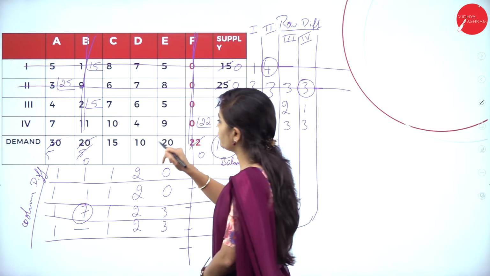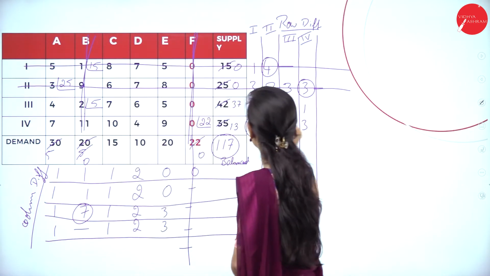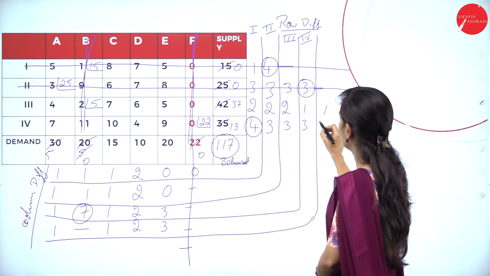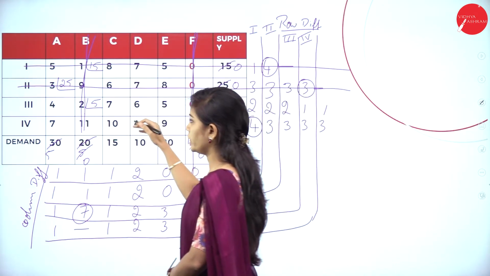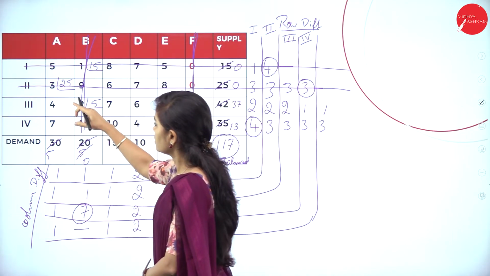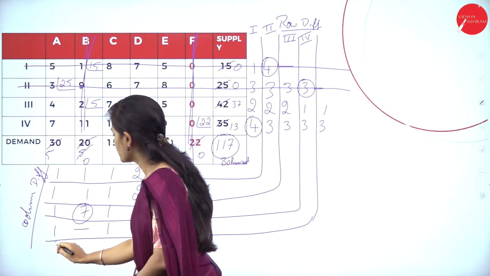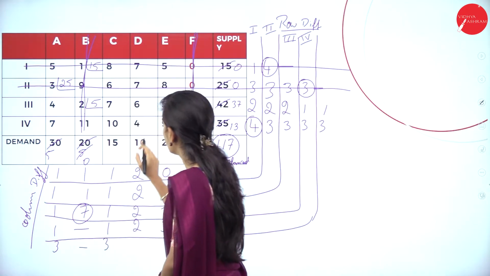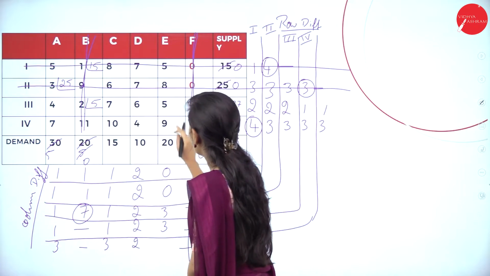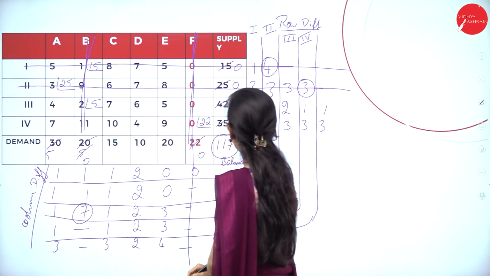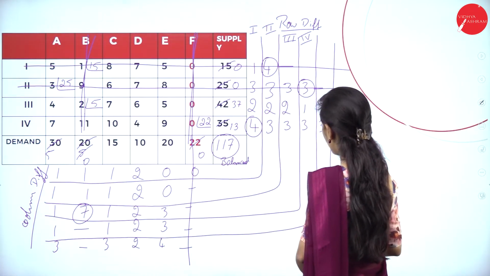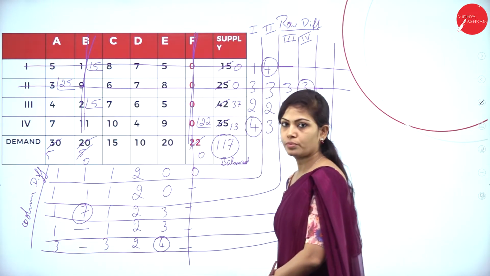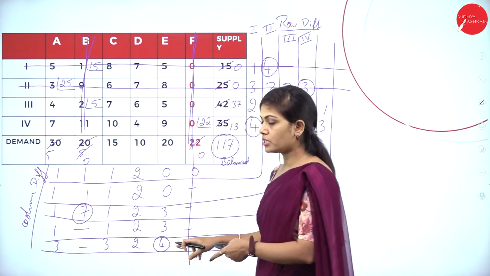Next, again row difference. 5 and 4, difference is 1. 4 and 7, difference is 3. We have only 2 rows remaining. And again 7 and 4, difference is 3. 7 and 10, difference is 3. 6 and 4, difference is 2. 5 and 9, difference is 4. Now again consider the highest priority cost. Highest cost is 4. So here the highest penalty cost is 4.